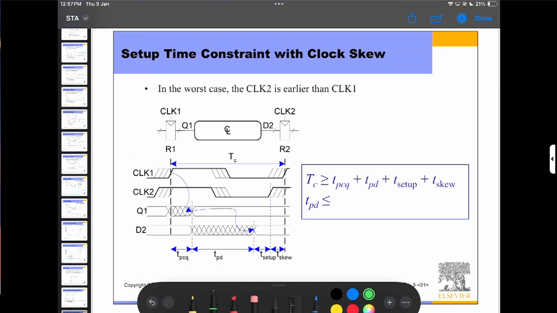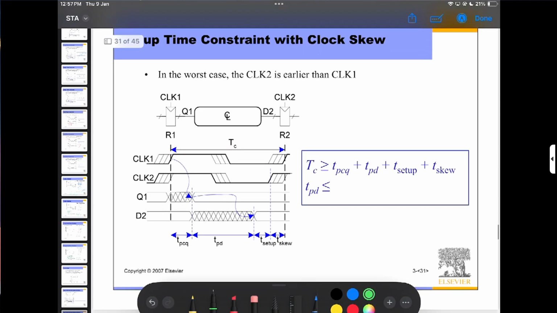Setup time constraints with clock skew. In the worst case, clock 2 is earlier than clock 1, as I already told. That's why I have minus and minus of T skew, which makes the T skew positive. And what about the TPD? My TPD will change, because here is TPCQ plus TPD, sorry.